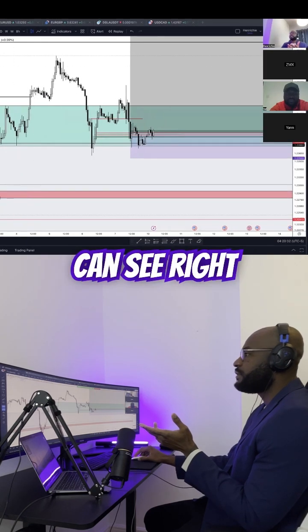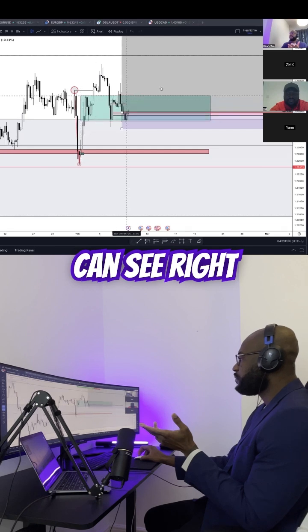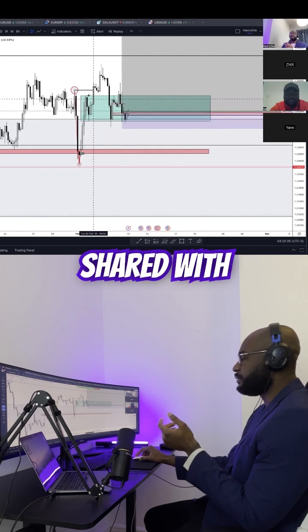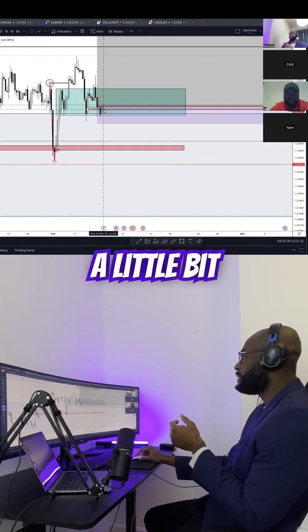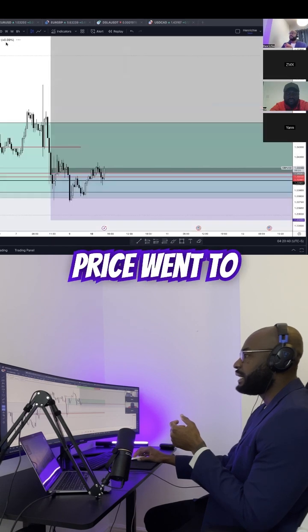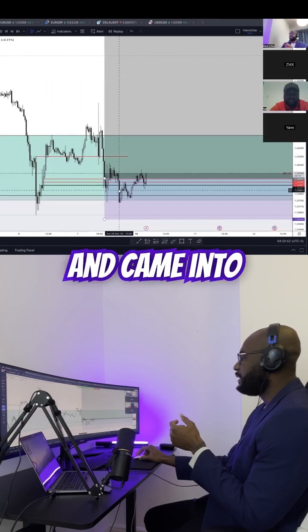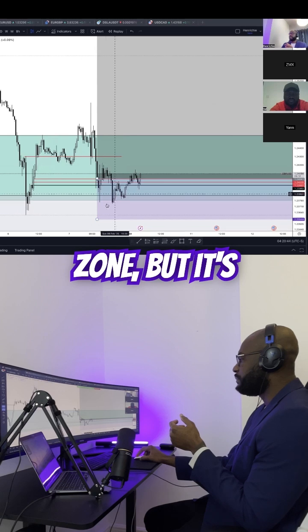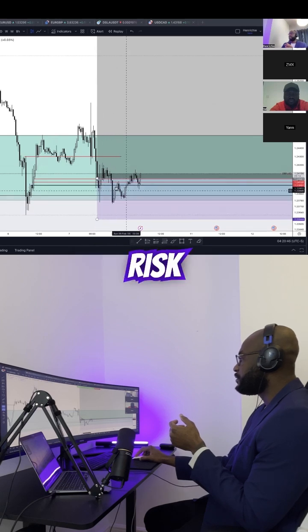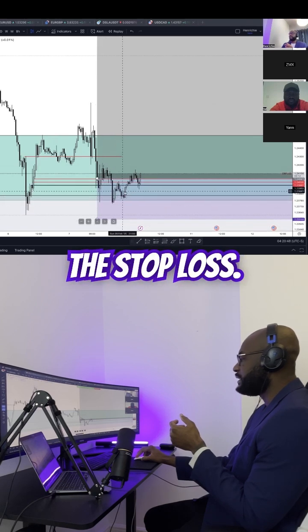And so far you can see right here, the trade idea that was shared with the team. It's a little bit of a profit. Price went to the downside and came into the stop loss zone, but it's still within the risk parameters, and it still didn't take the stop loss.